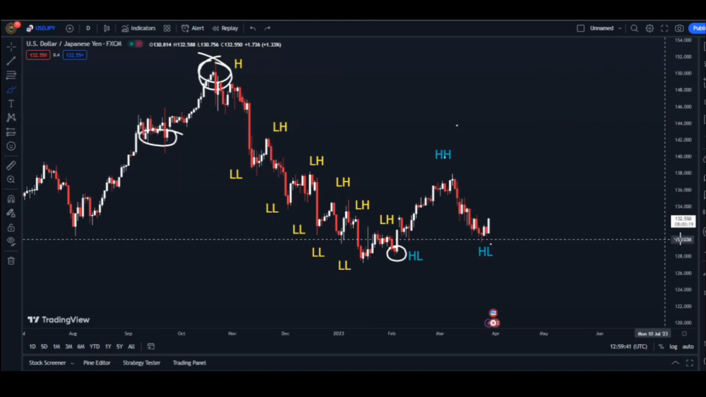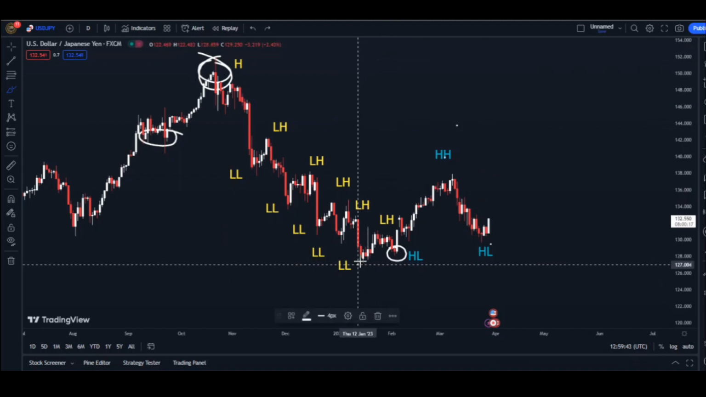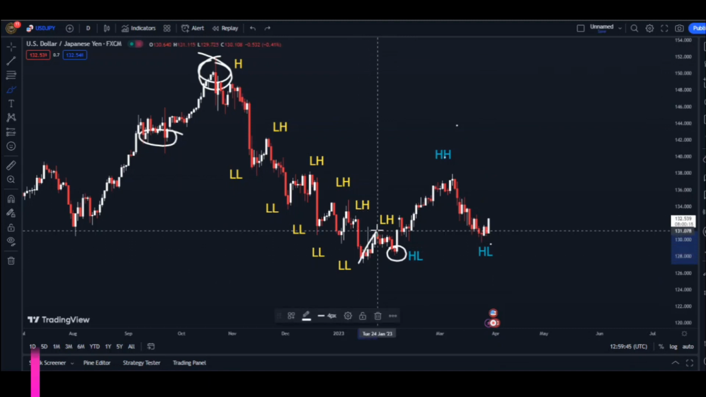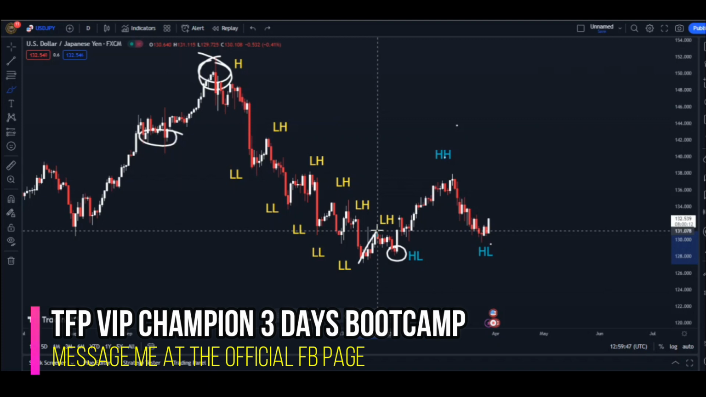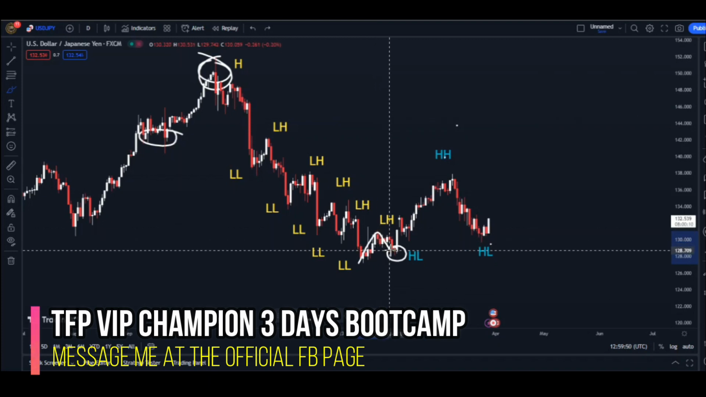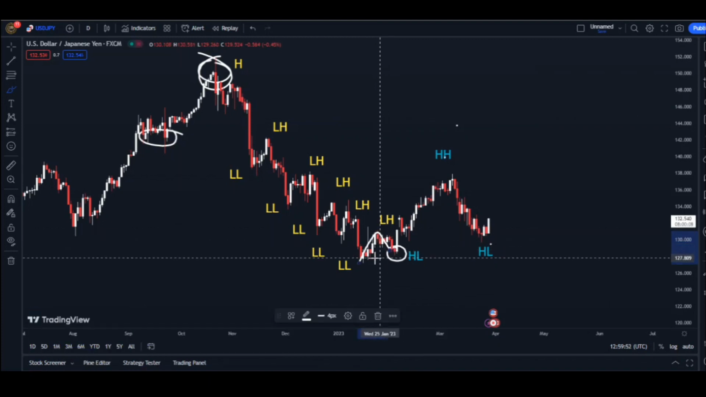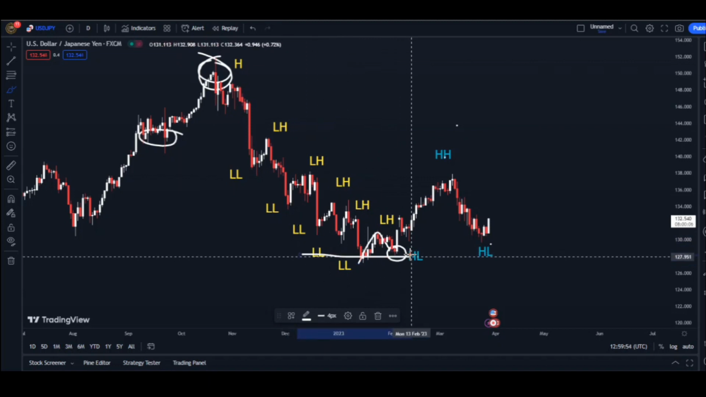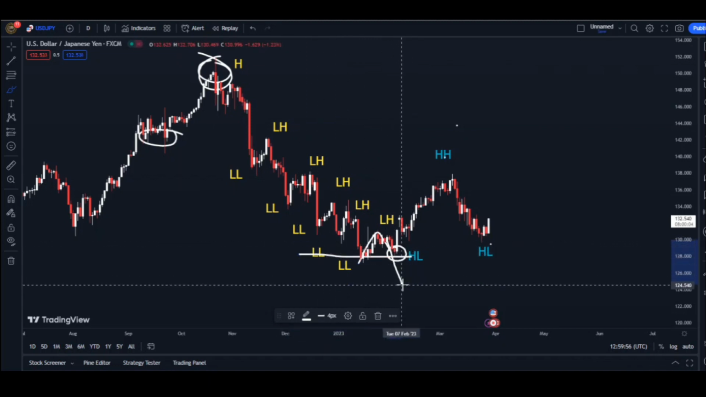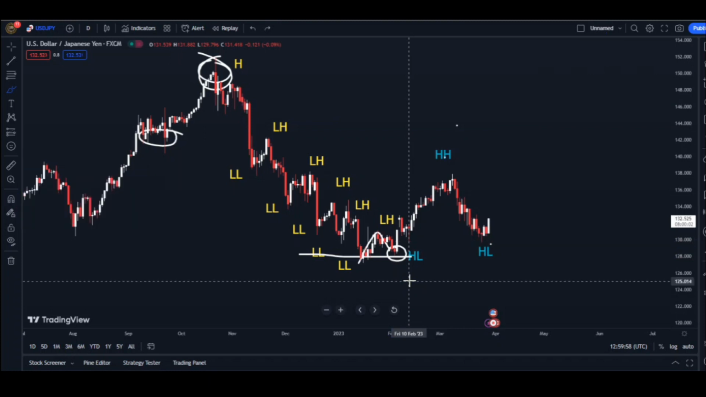So we already know the market formed a lower low, then a lower high, then apparently the market created a higher low, which means the market retained this level without a trend continuation for a new lower low. So this means the market wants to go up at this point of view.